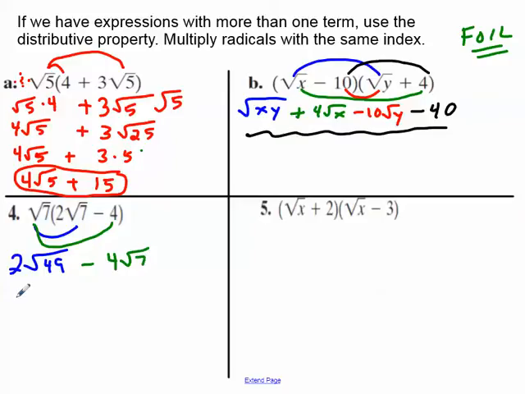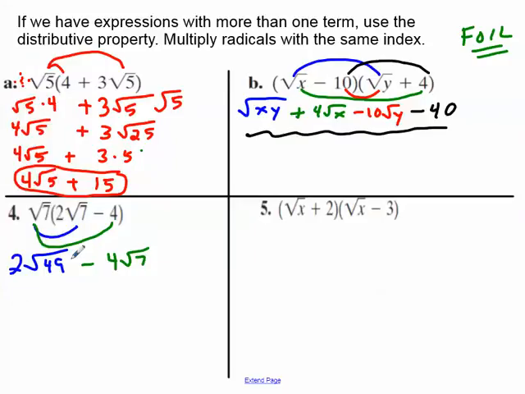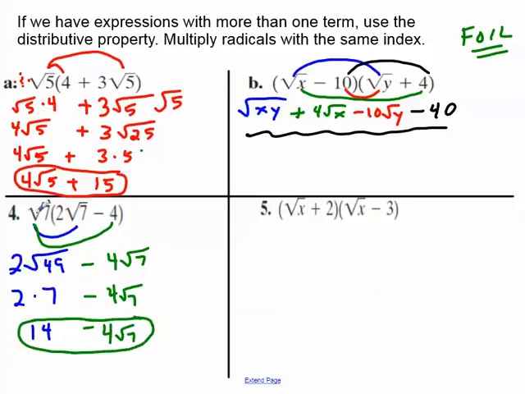Simplify this. In the blue, I've got 2 times 7. Square root of 49 is 7. 2 times 7 is 14. On the green, I've got 4 square root of 7. Can't be simplified, so square root 7 can't be simplified. There's square root 7 minus 4 square root 7. Done. And all we did was distribute that square root 7 to everything inside.